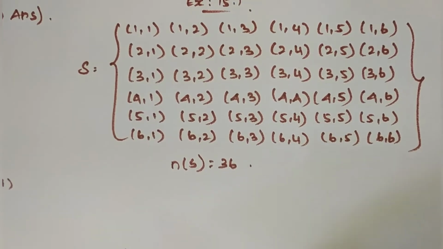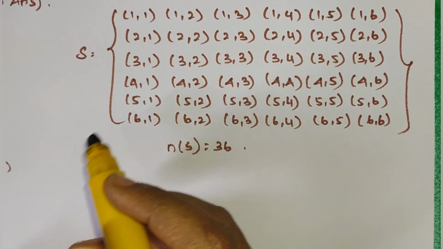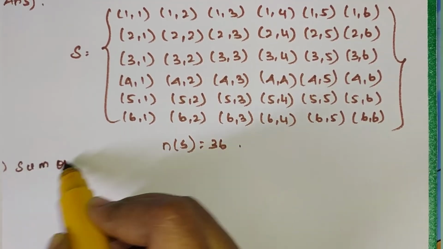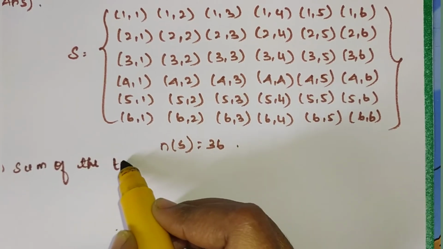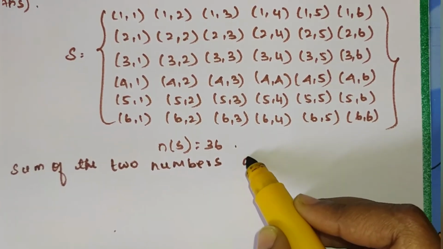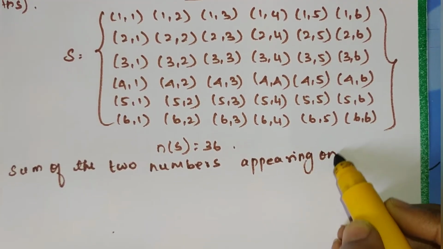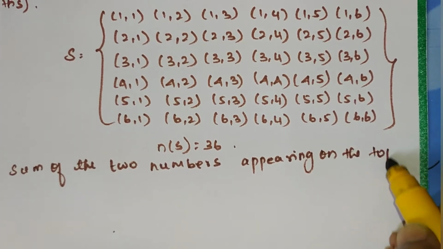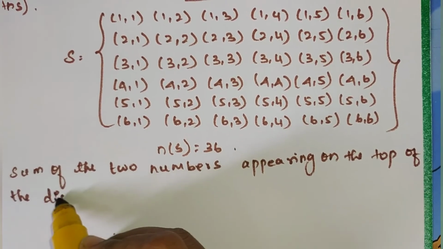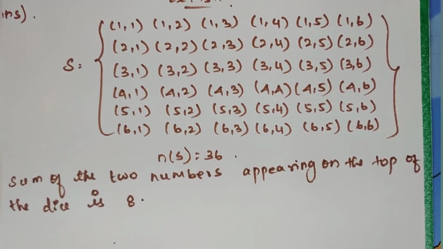So first what we have to find: the sum of the two numbers appearing on the top of the die is 8. That must be 8.